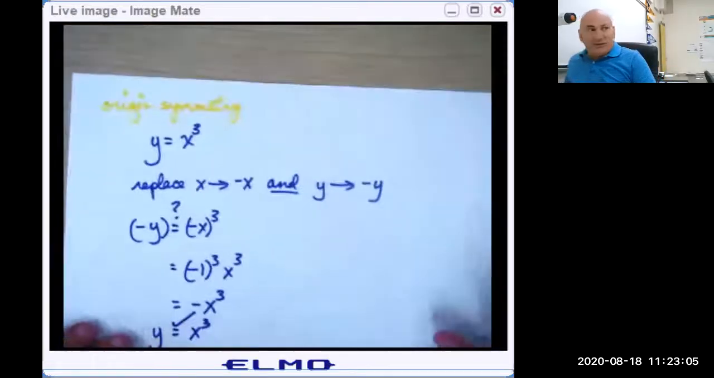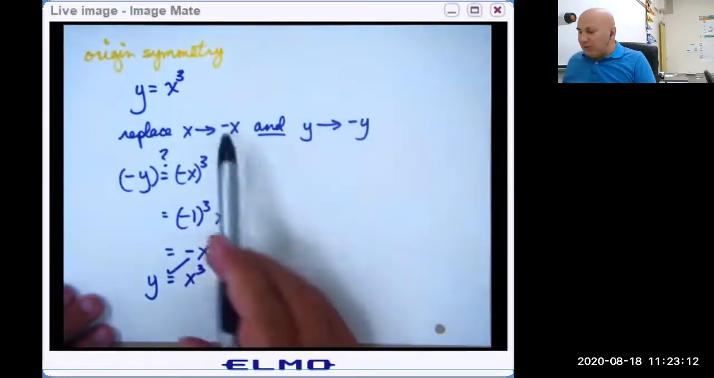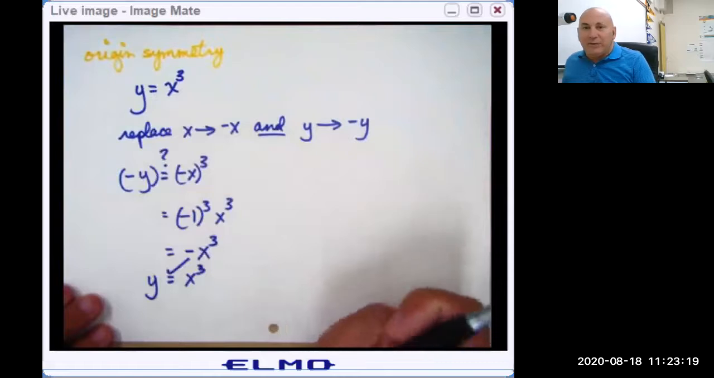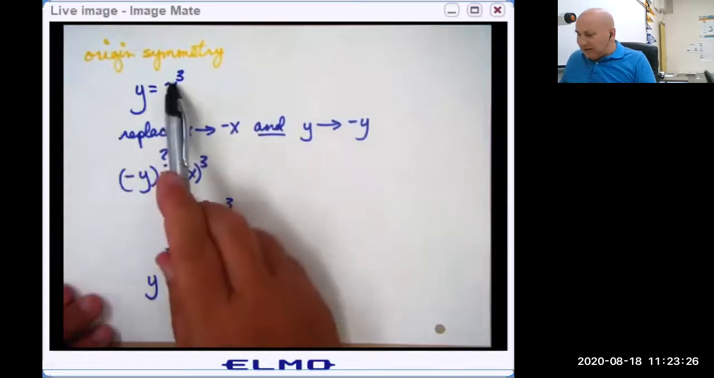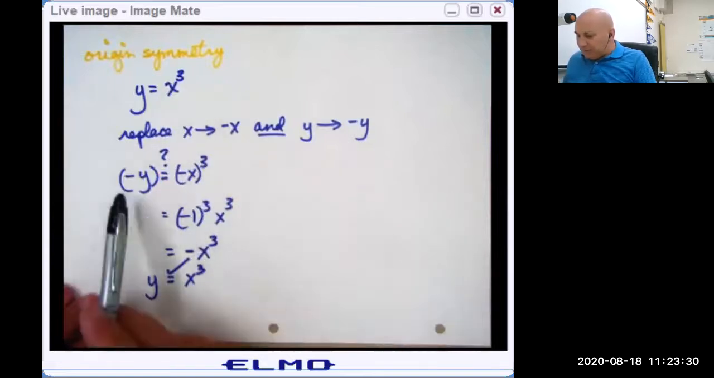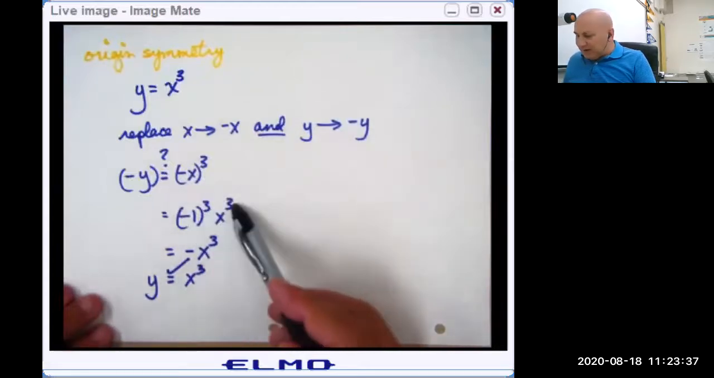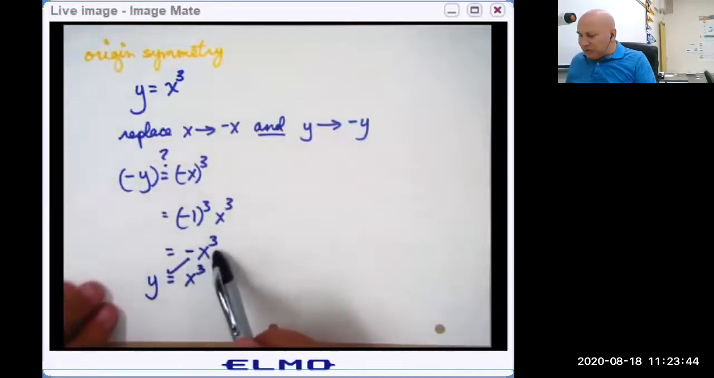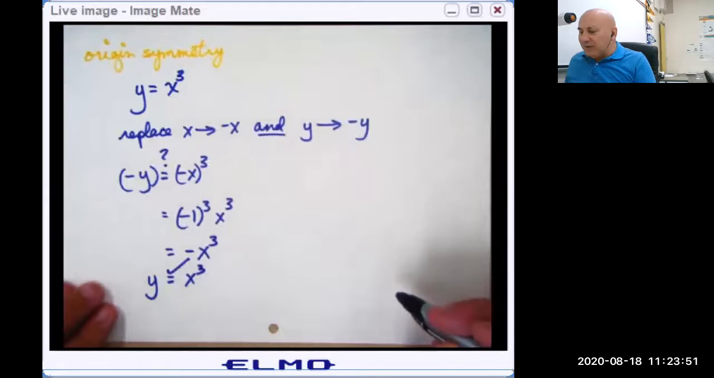And we've already pointed out that the graph of y equals x cubed has origin symmetry. It's symmetric about the origin. So we need to replace x with negative x and y with negative y into the original equation and see if we end up with the original equation. So negative y goes in here, negative x goes in here, and we're going to cube it. Well, negative y stays negative y. This becomes negative 1 cubed times x cubed. Well, negative 1 cubed is negative 1. So you have negative y equals negative x cubed. Multiply or divide both sides by negative 1. You get back to the original equation. So we have just demonstrated that y equals x cubed has origin symmetry.